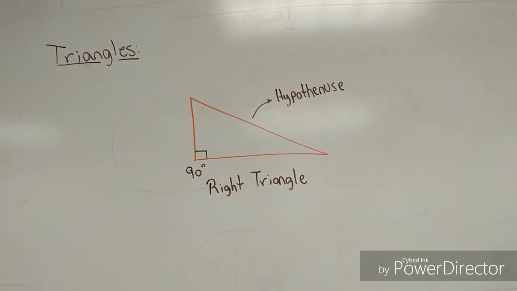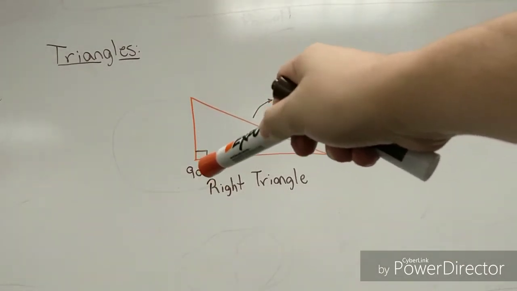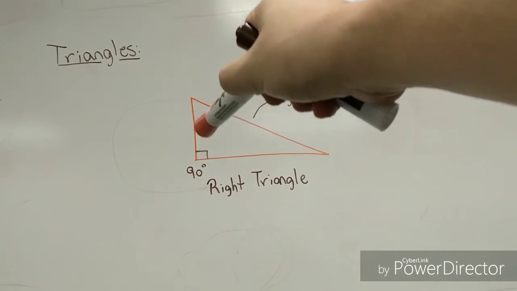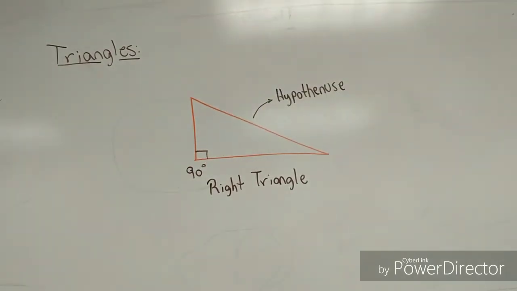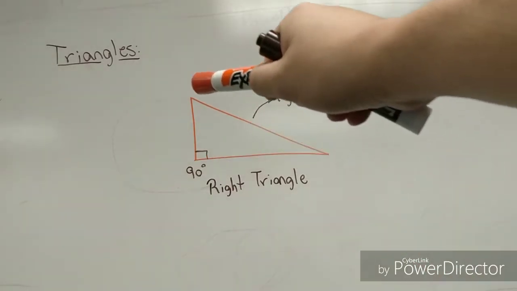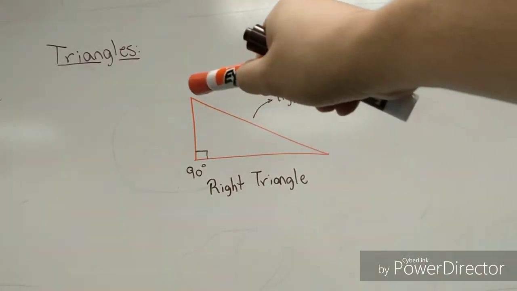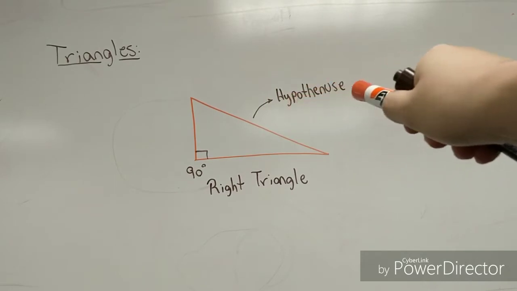Now we're going to talk a little bit about the right triangle. The most important feature about the right triangle is that one of its angles is 90 degrees. And that's why it's called a right triangle or a rectangle triangle. The opposite side of this angle is called the hypotenuse.